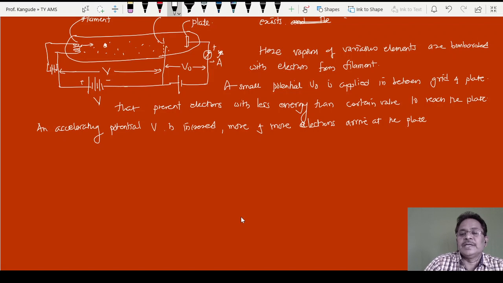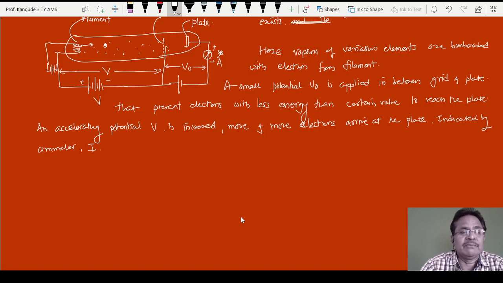Okay, and that is indicated by the ammeter in the circuit. That is the current indicated by the ammeter, that is the current. Okay, now there are two situations.